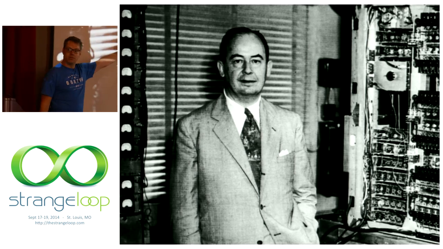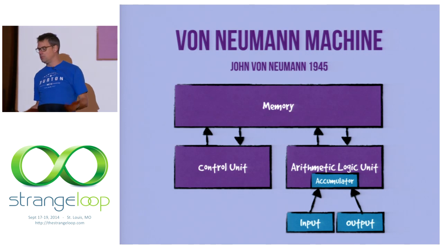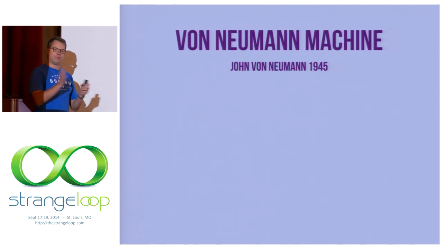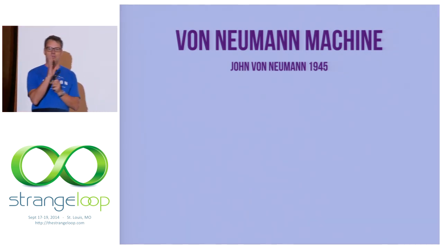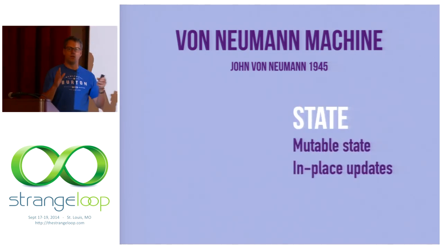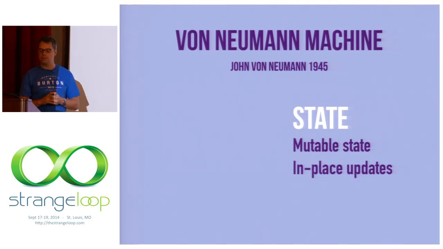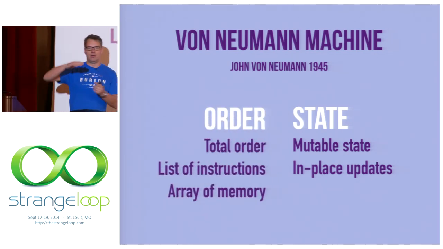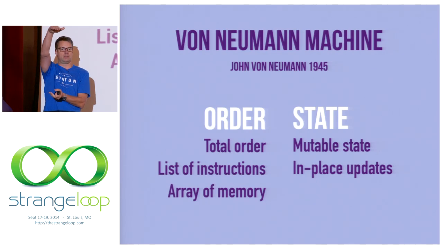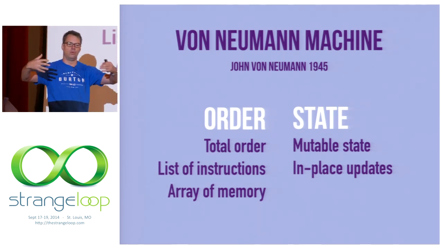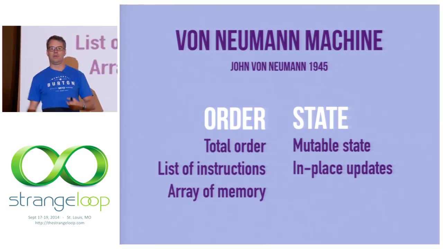Second guy, this is John von Neumann. He came up with the von Neumann machine in around 1945. It's a model designed for the world as it was back then, a single processor working through state. If you look at state, it's really dependent on mutable state and in-place updates. And ordering assumes a total ordering of your instructions that update this state, this array of memory, in sequence, one by one by one. So it assumes you have full control over the integrity of your data.